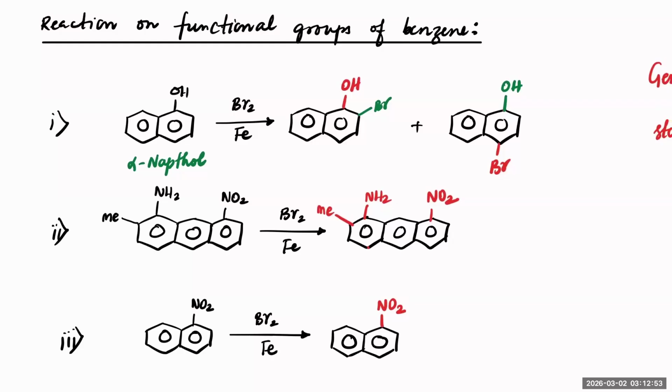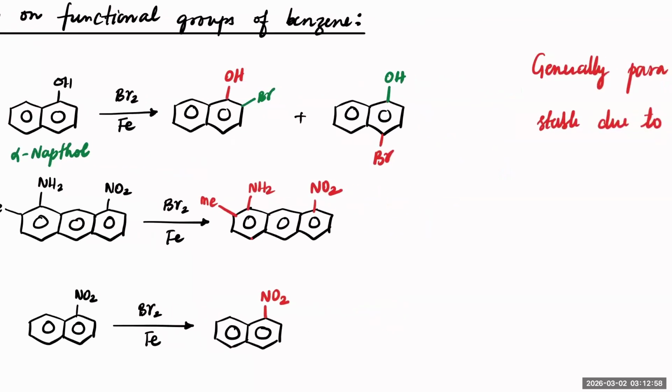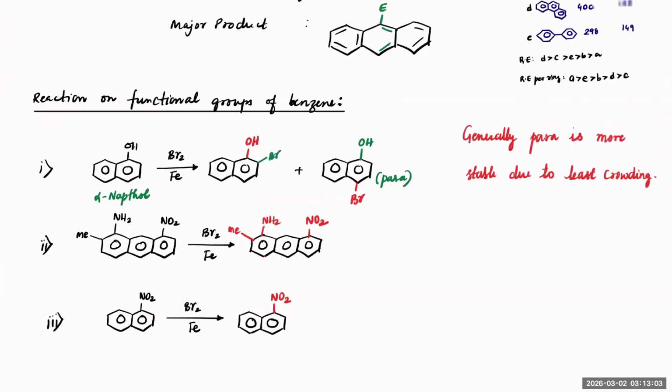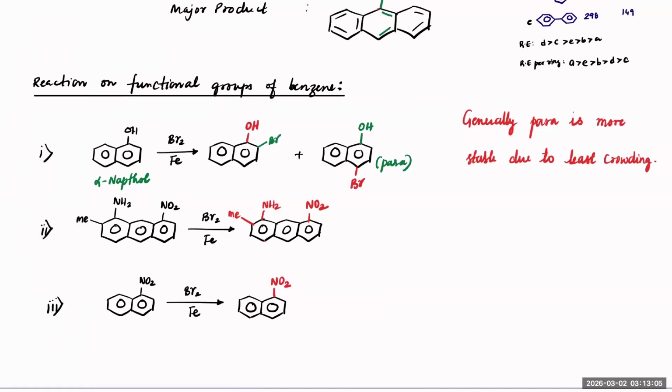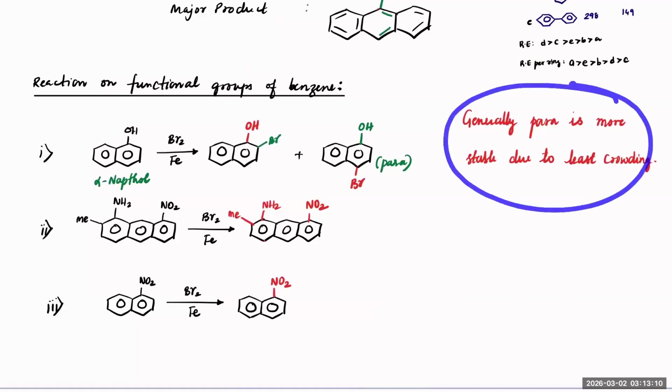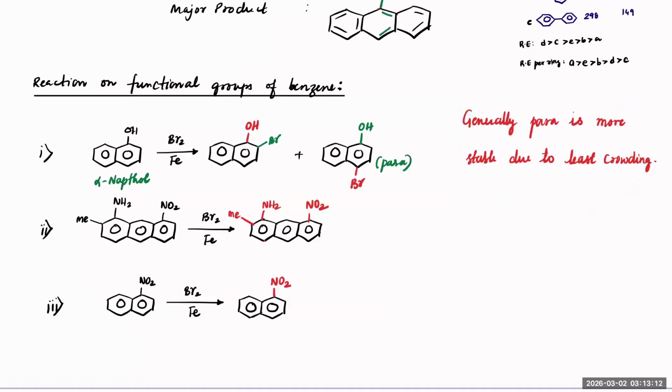Acha, within the ortho and para, if you have to compare, usually para is always major unless there is some stabilizing factor coming into the picture. So generally speaking, in all the cases, you will always go for the para product because of its less crowding nature. I hope all of you understood that between ortho and para position, give priority to para.